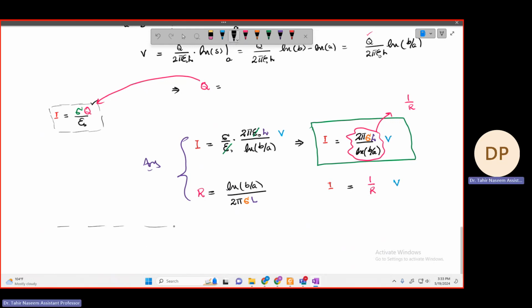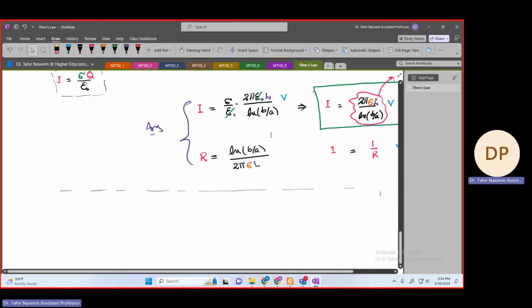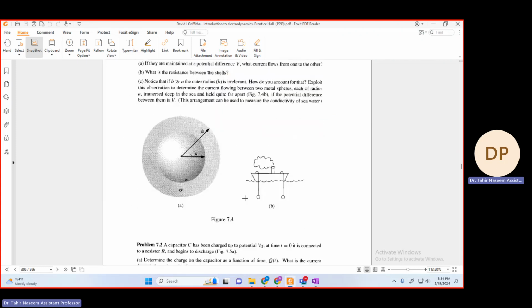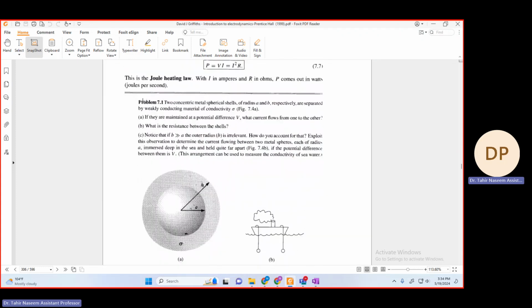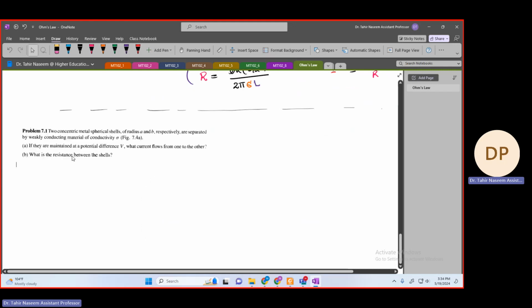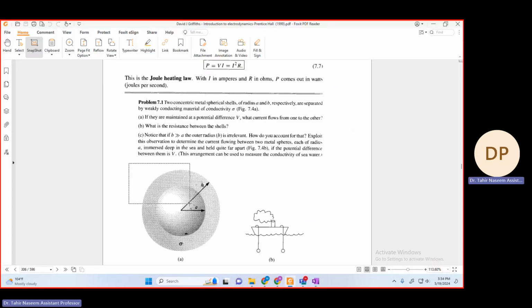Okay. So let's do one more example. This one is quite similar to what we have done. I would encourage you to pause the video and try to solve this example by yourself. So let's do this, copy paste this problem here, and its figure also.